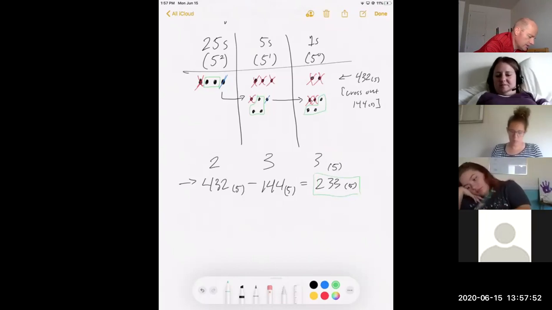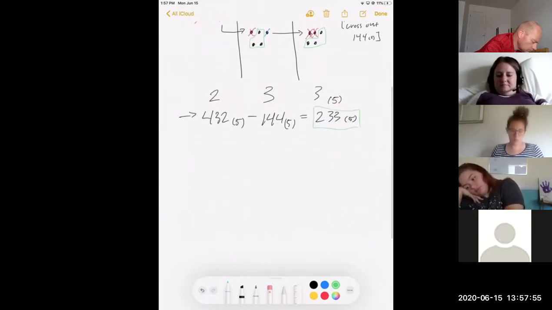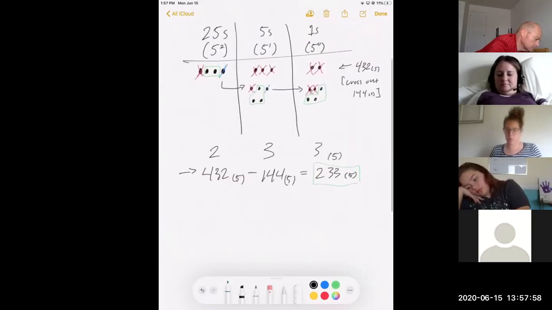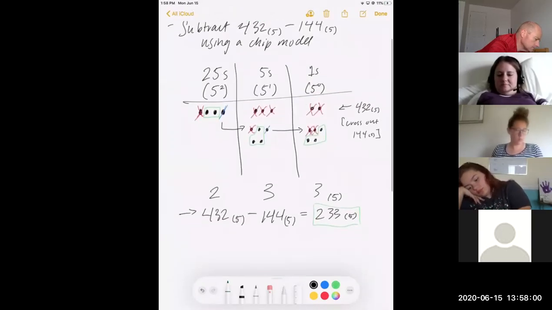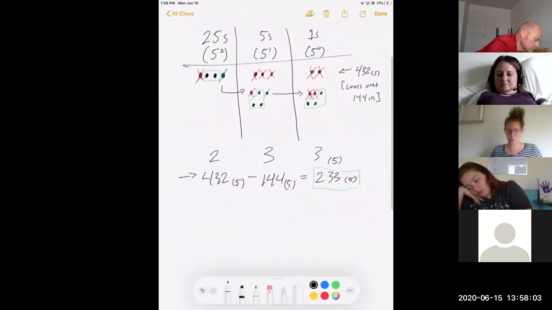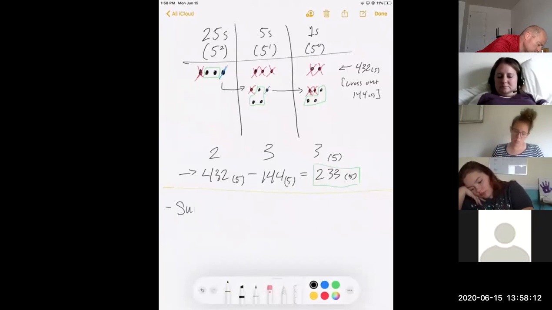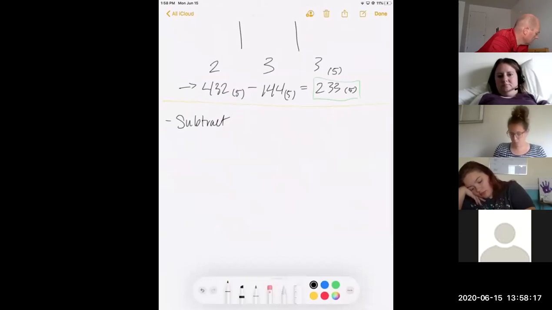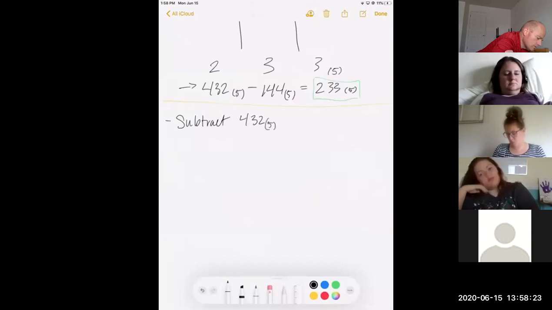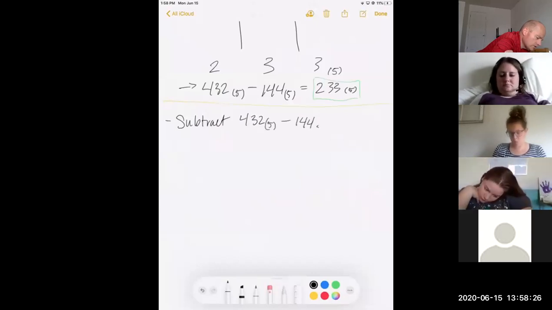Okay, so that's actually where we're headed next, is base blocks. All right, so this is what we're going to do. Minus 134, all in base 5, using the base block model.